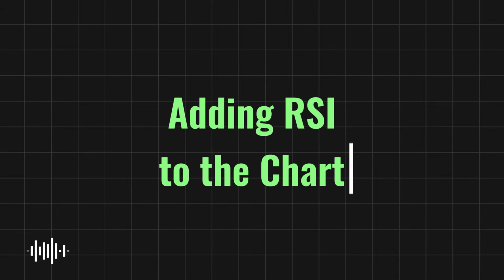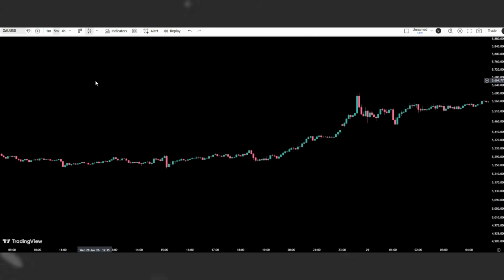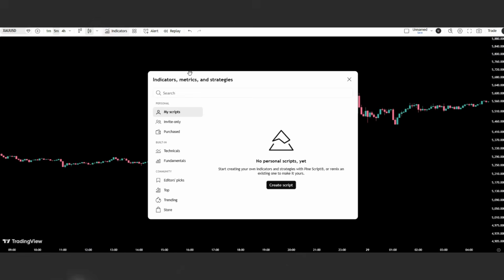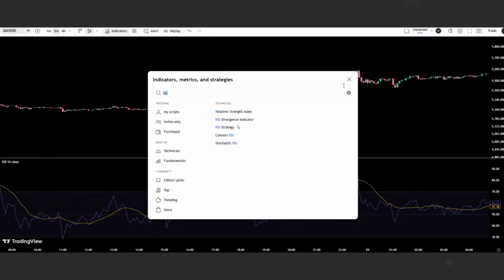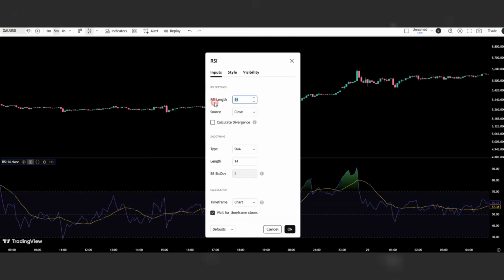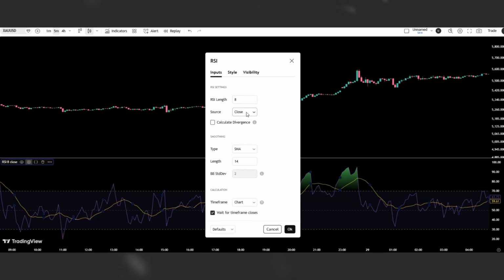Adding RSI to the chart. Let's add the first indicator, RSI. Go to the Indicators section, search for RSI, and add it to the chart. Open the settings and set the period to 8. A shorter period reacts faster to gold's movements, which is ideal for scalping. Set the source to HLC3.